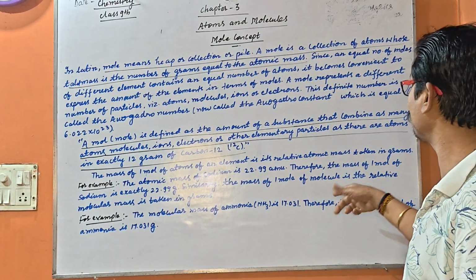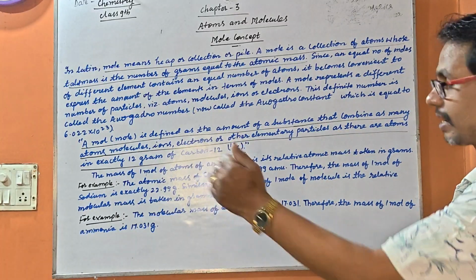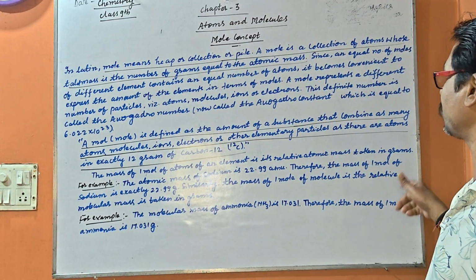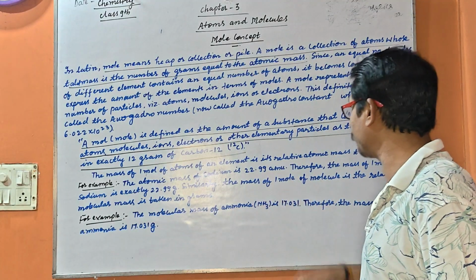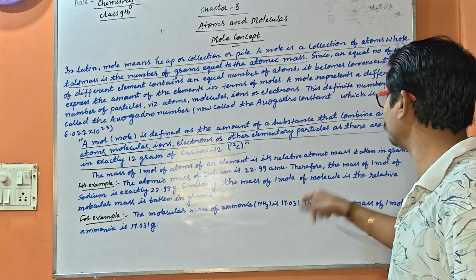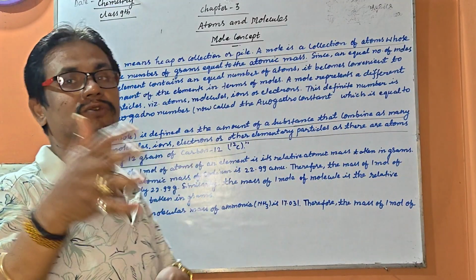Similarly, the mass of 1 mole of molecules is the relative molecular mass taken in gram. Second example: the molecular mass of ammonia, NH3, is 17.031. How does it come? 14 of nitrogen and 1.008 of hydrogen. So it becomes 17.031. Therefore, the mass of 1 mole of ammonia is 17.031 gram.